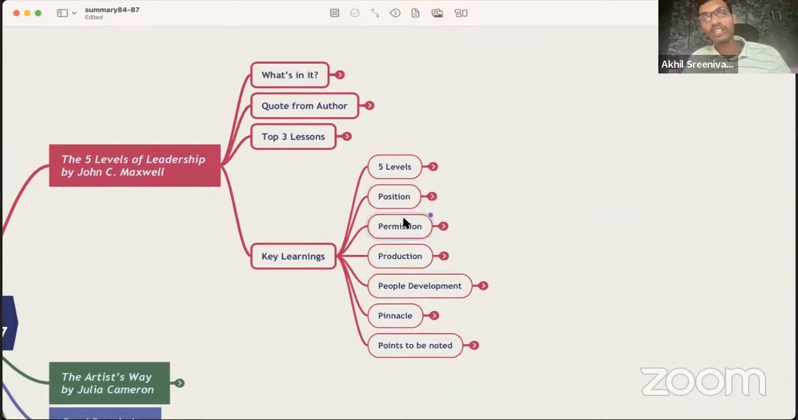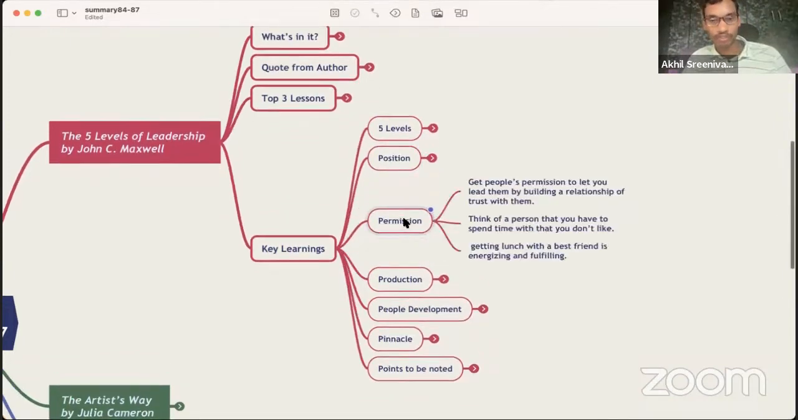Then the second level is permission, where you need to get people's permission to let you lead them by building a relationship of trust with them. If you don't have rapport with your colleagues, rapport with your people, then there will be a tough time leading them in the long run. So get the permission first to lead them and to build trust.